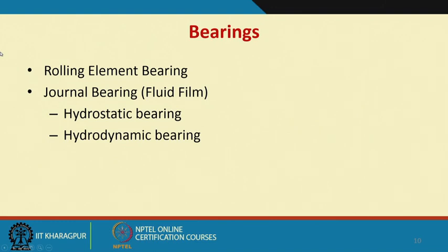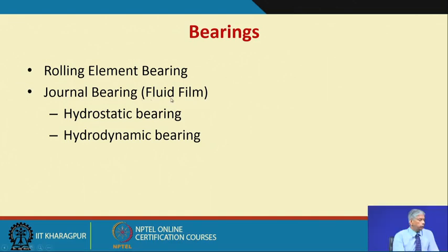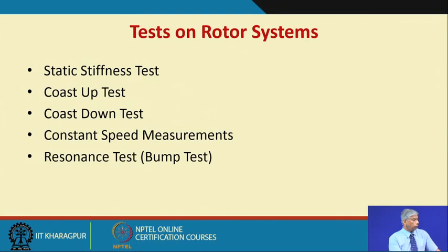These bearings play a very important role in the shaft. We have the rolling element bearing and the journal bearing or fluid film bearing. Rolling element bearings, as I was telling you, have almost a constant high stiffness, but in the hydrostatic or hydrodynamic bearing, we can play around with the bearing stiffness depending on the viscosity of the oil, the eccentricity and so on.